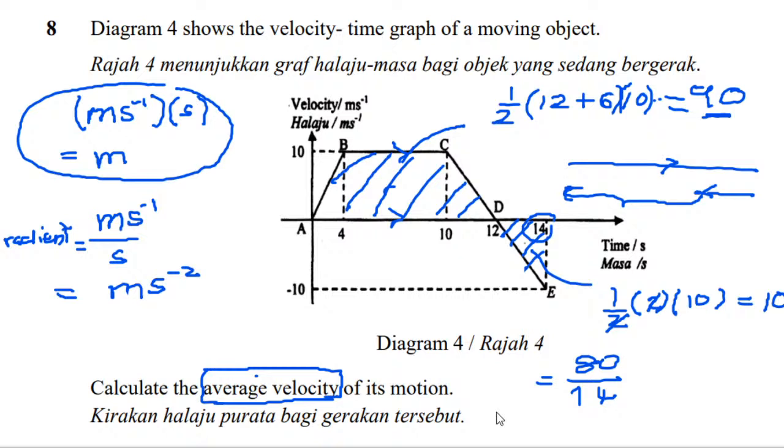If the question asking about average speed, then you plus. Okay, because velocity will be talking about displacement over time, rate of displacement. If speed, then you need to plus, because speed will be related to total distance divided by time. So if distance, you plus. Can?